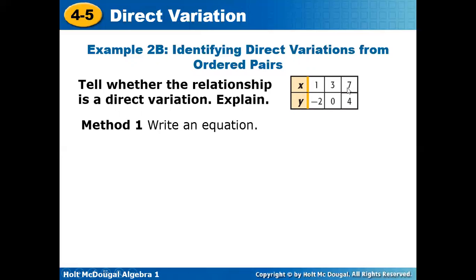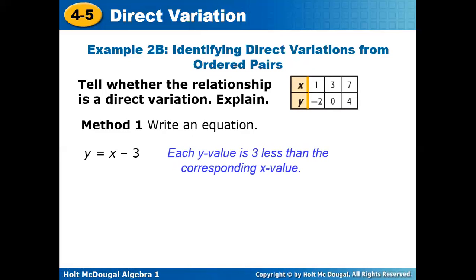And this 7, we subtract 3, it will be 4. So we have a relationship between them, which is y equals x minus 3. And we know that this form is not a form of direct variation. This is by the first way.